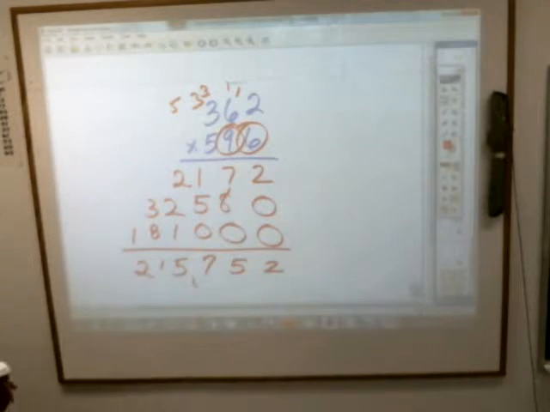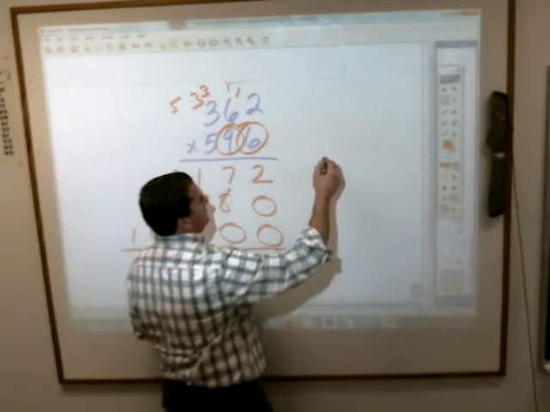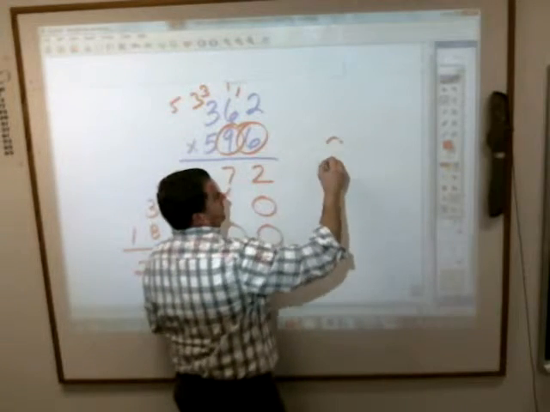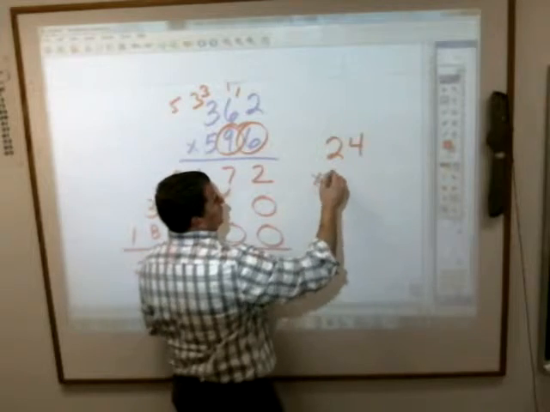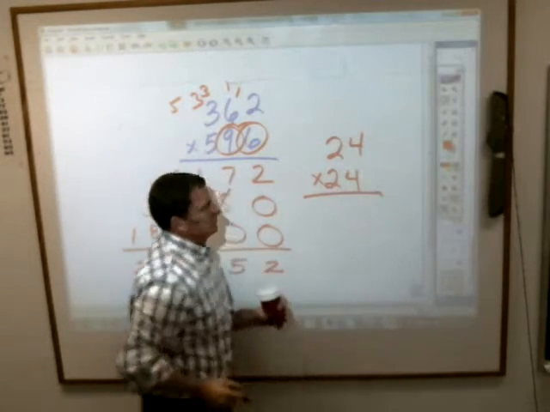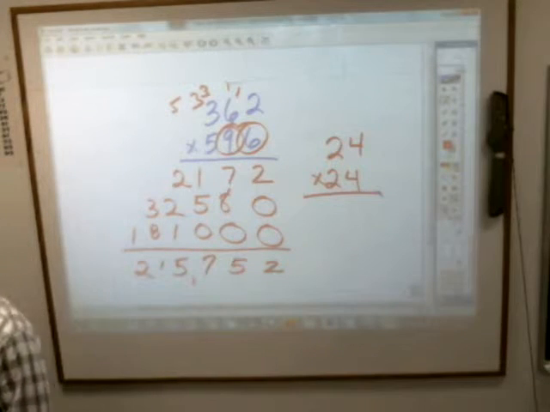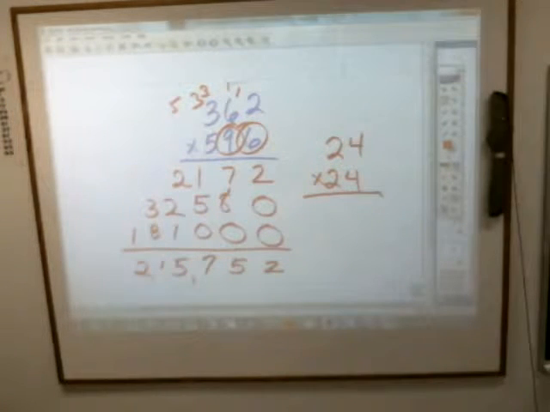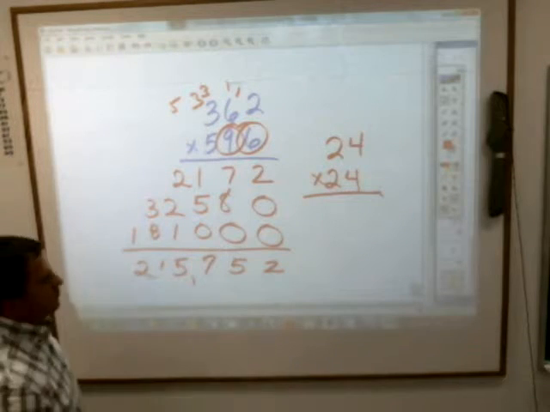I will give you one to try. Let's do one, just double digit. Okay. 24 times 24. Go ahead, give that a shot there. When you're finished, raise your hand so I can take a peek there. Don't forget to put that 0 down. That's crucial. 24 times 24.